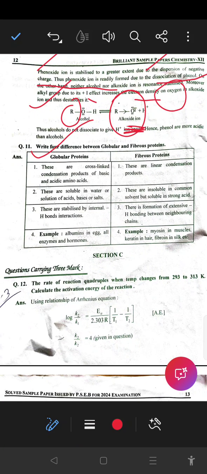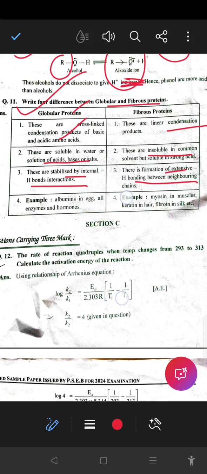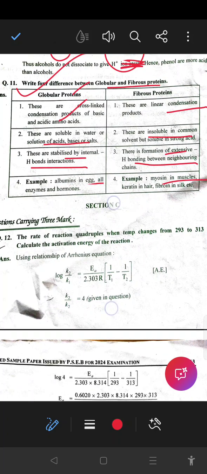Next question is, write the difference between globular and fibrous proteins. Globular proteins are cross-linked condensation products, are soluble in water, and are stabilized by internal hydrogen bonds. Fibrous proteins are linear condensation products, are insoluble, and there is formation of extensive hydrogen bonding. Albumin in egg, all enzymes and hormones are globular, while myosin in muscle, keratin in hair, and fibroin in silk are examples of fibrous proteins.